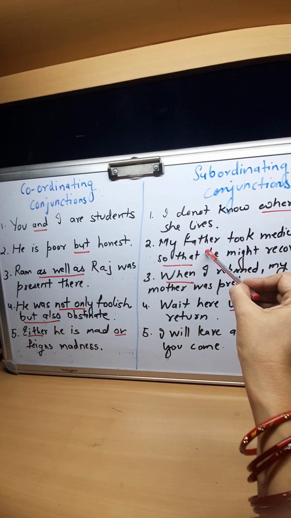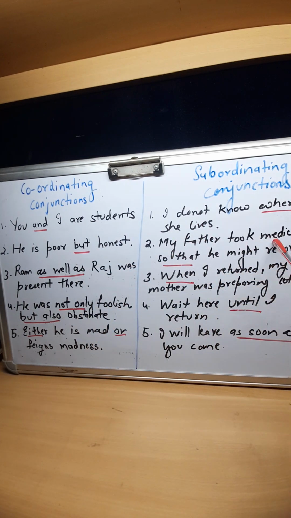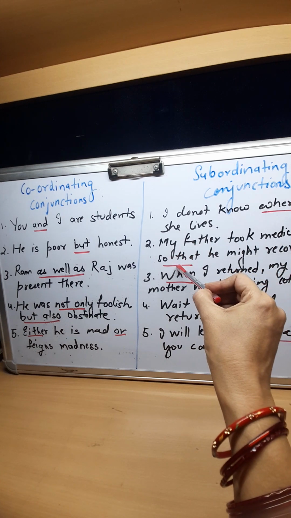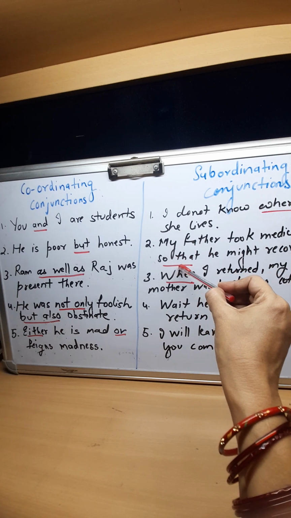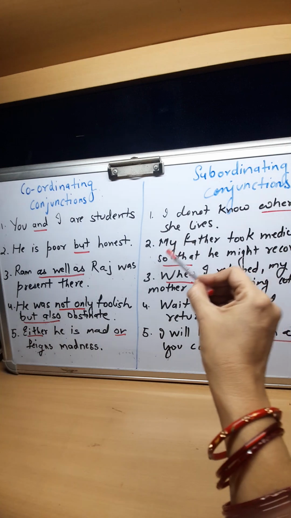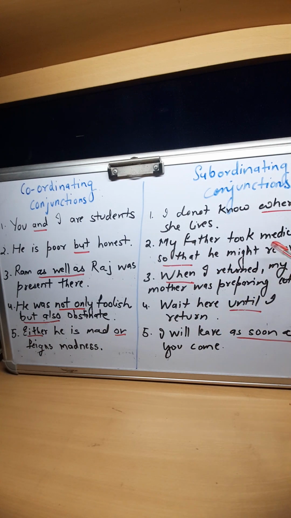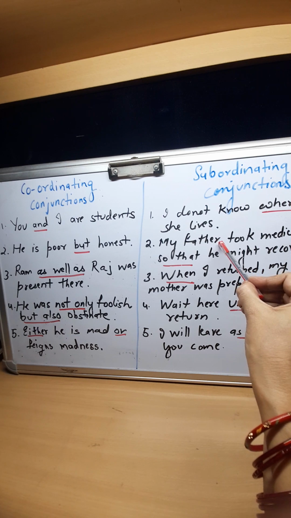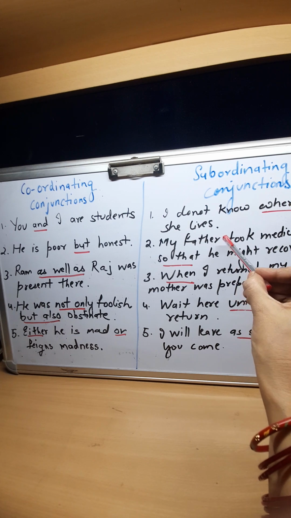But look here, my father took medicine. Okay, why did he take medicine? So that he might recover. So the answer is given in this part of the sentence. For giving the answer, we have used the subordinating conjunction so that. So that he might recover. This part of the sentence is dependent on this part of the sentence for its complete meaning.